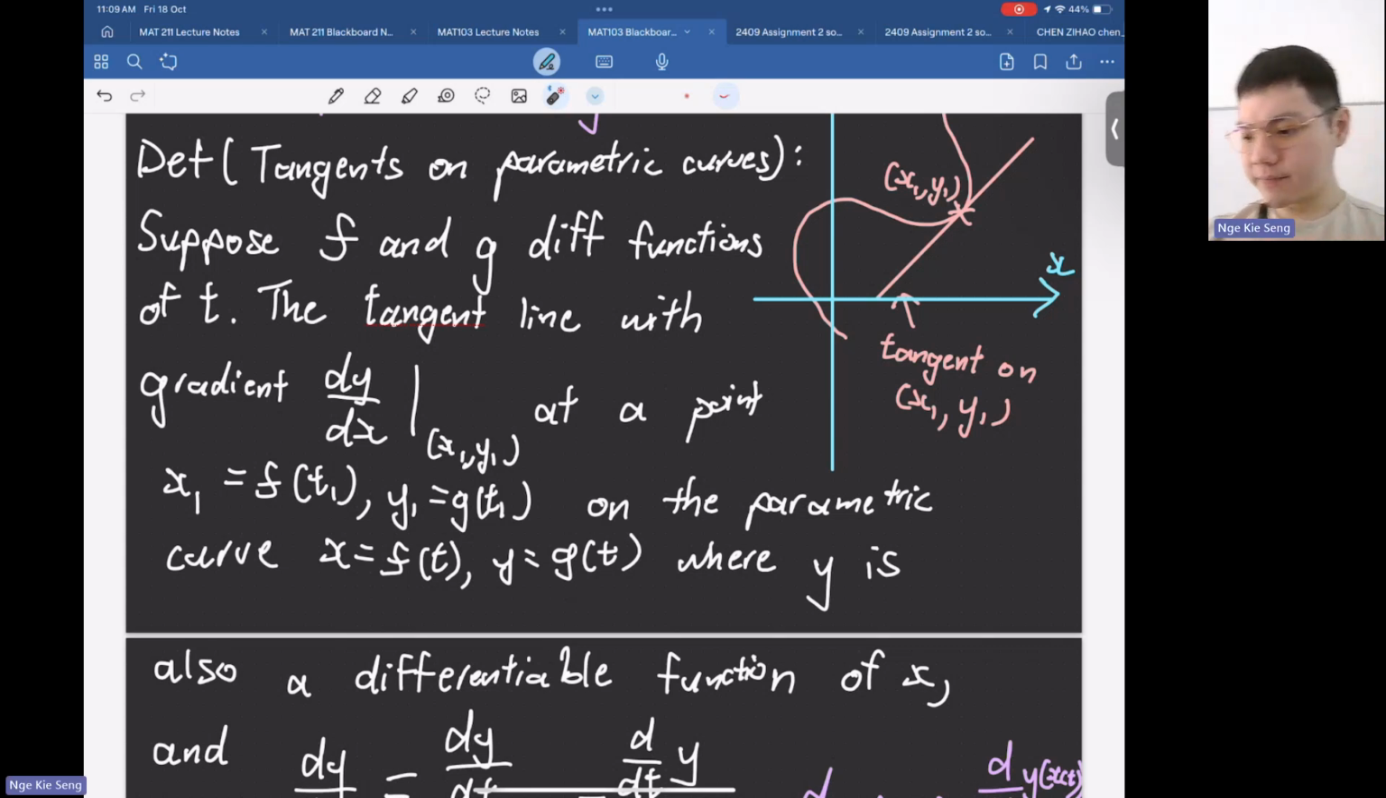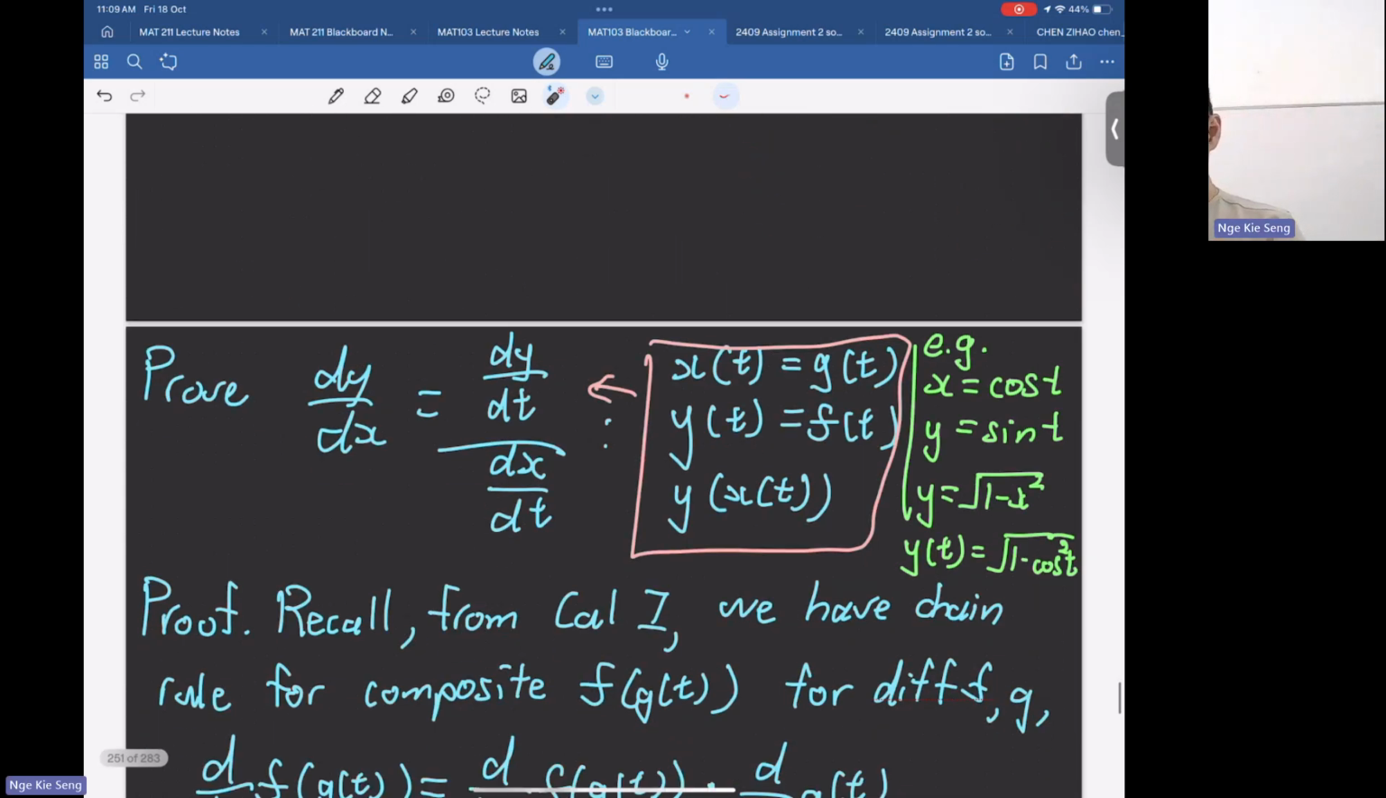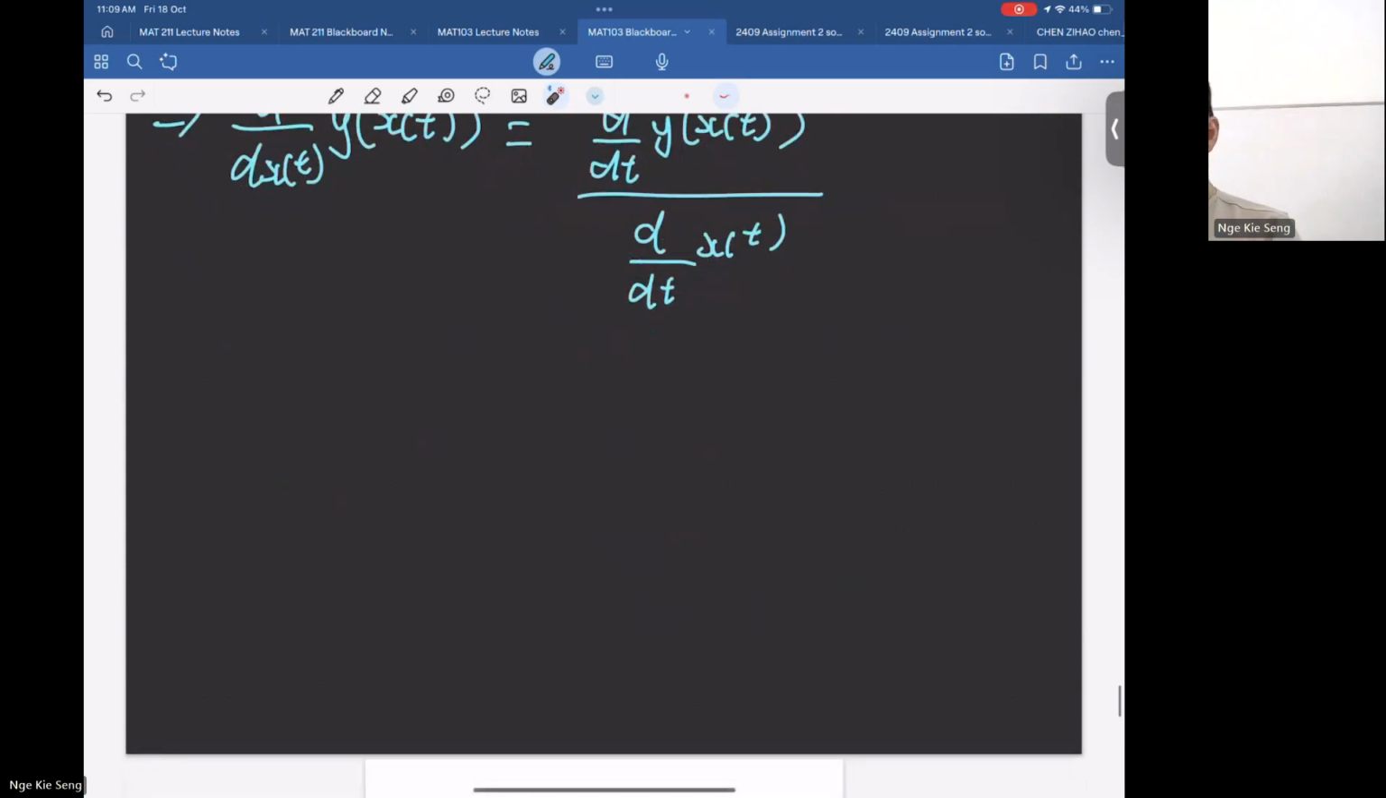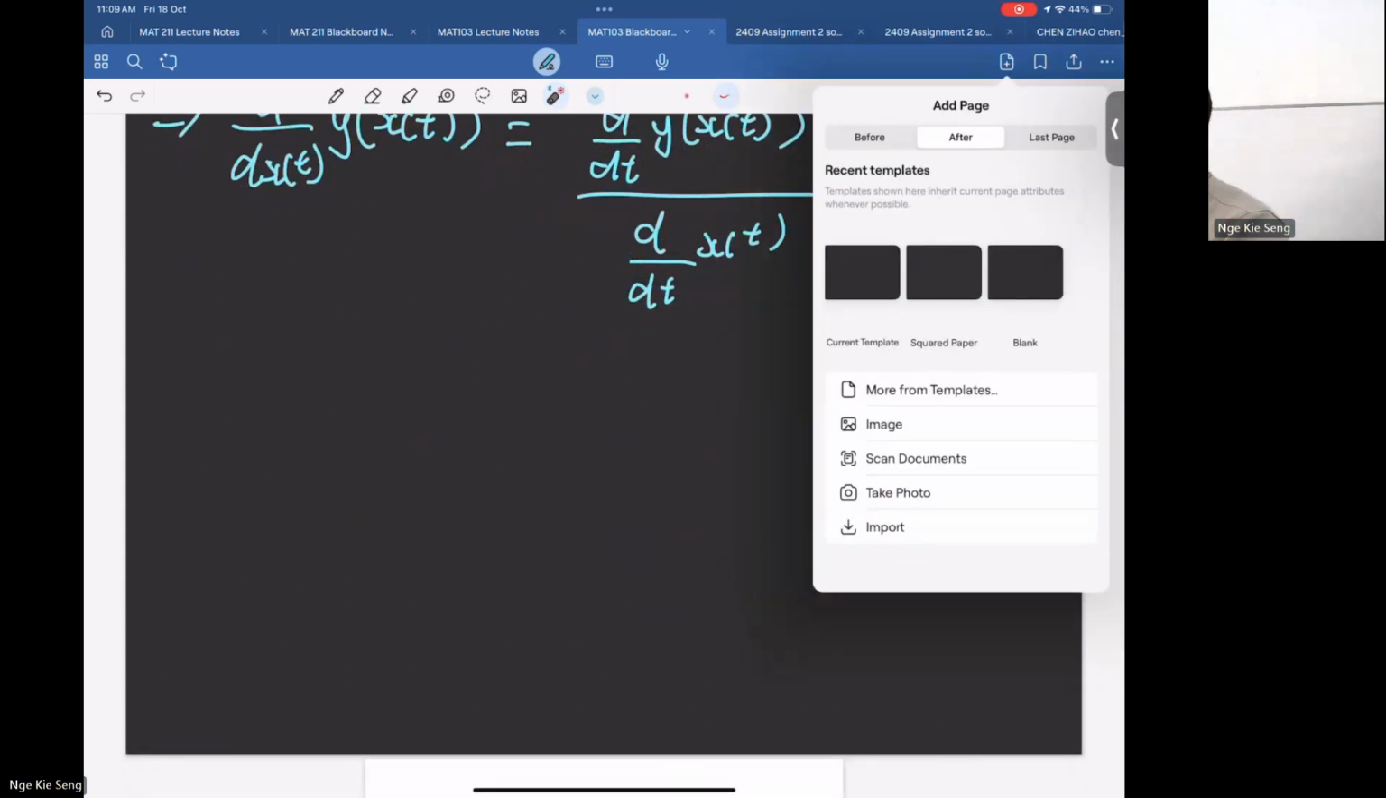Okay, so let's start. Let's see an example on this theorem here. After this, we can discuss the assignment.